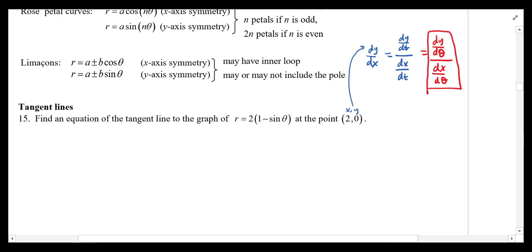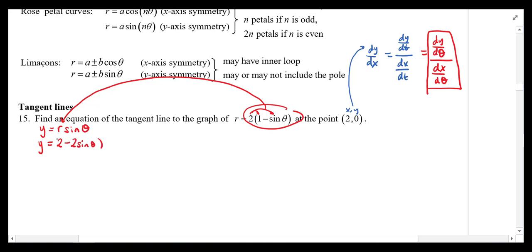Okay, so let's go ahead and do that. So find an equation of the tangent line. Well, let's find dy/d theta and let's find dx/d theta. How do we find this? I guess we need to find y first. And how do I find y? Well, remember y is just r sine theta. And then here I told you that r is equal to this, so we got to stick that into r. So our equation for y is actually, and I'm going to multiply this in so I don't have that many brackets, 2 minus 2 sine theta times sine theta. Okay, that's y.